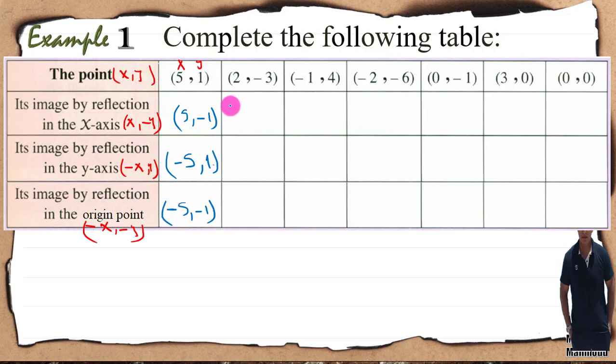Okay, another point, 2 and -3. In the x-axis we change y, so it will be 2, +3. In the y-axis we change x, so it will be -2, -3. In the origin I'm going to change x and y. It will be -2 and +3.